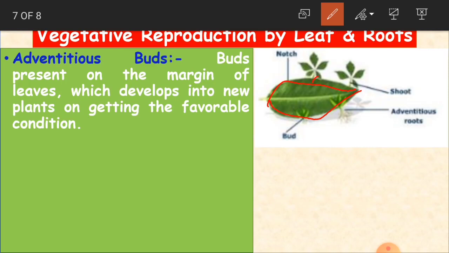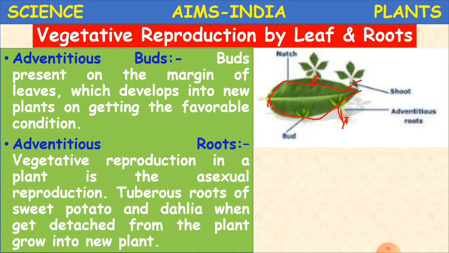When it has got favorable conditions, that is proper sunlight, proper water, proper air, then in some plants even the leaf starts giving birth to another plant. See here, have you observed? And even here there are roots. These are called adventitious buds. Children, these type of plants also reproduce through their leaves. So this is how you are also having adventitious roots.